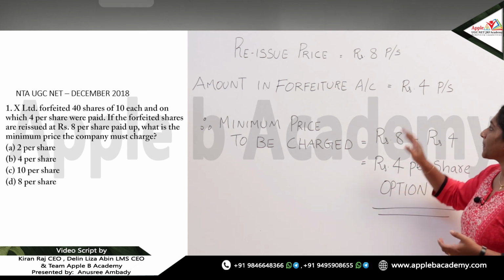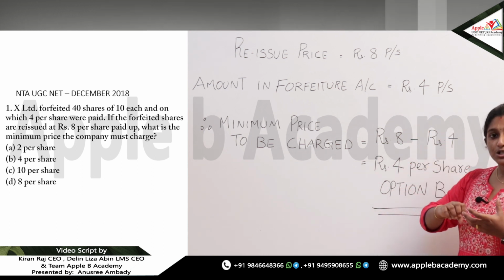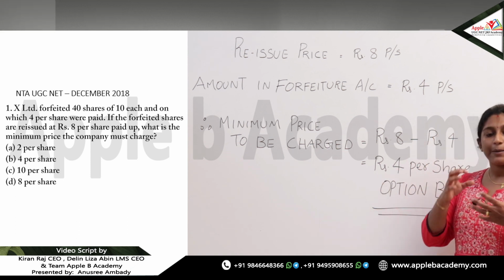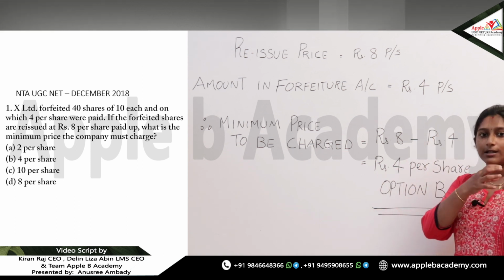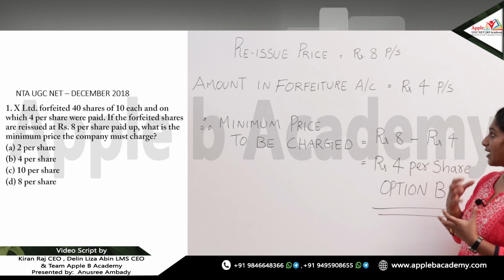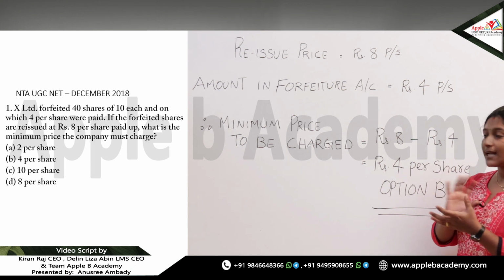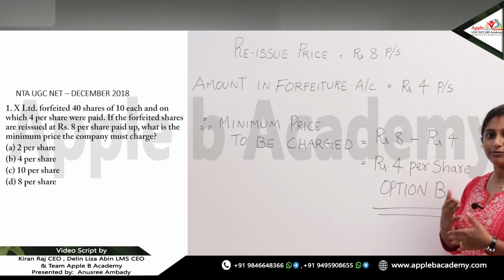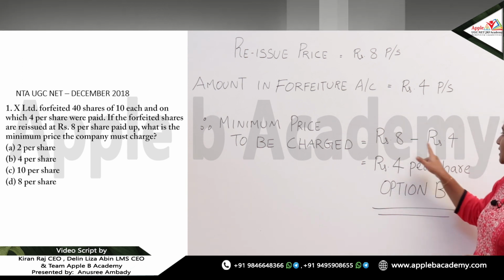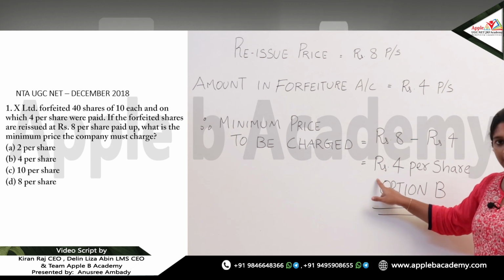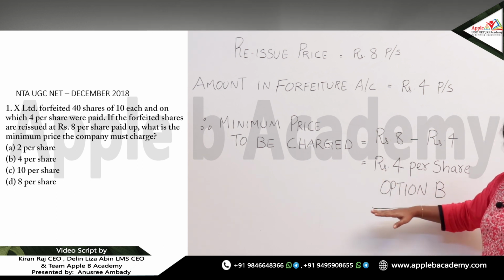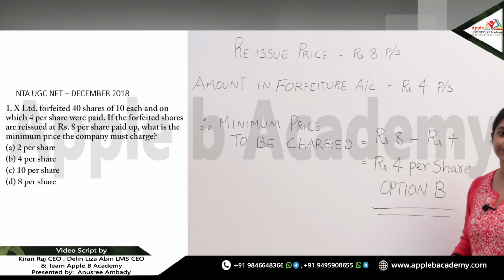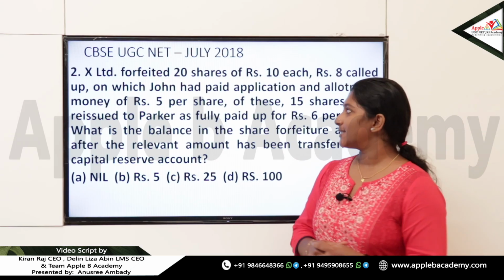I repeat, the company wants to reissue at rupees 8 and among them rupees 4 is already kept with the company in the form of share forfeiture, and the balance amount is the actual price to be charged by the company for the reissue. So that is actually rupees 8 minus rupees 4. Rupees 4 is the answer. So the answer is option B, rupees 4. We shall move towards the next question.